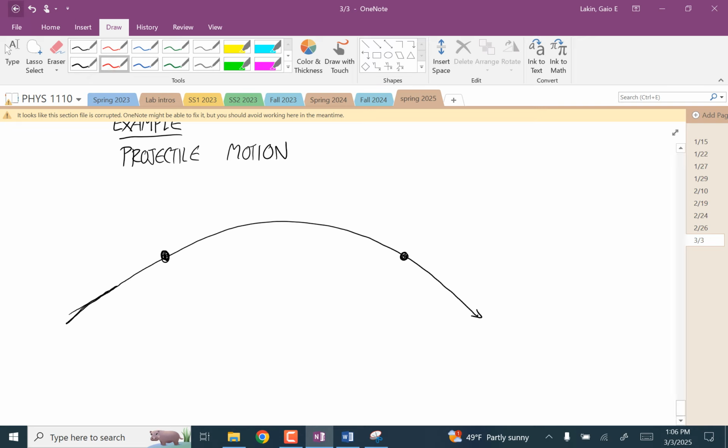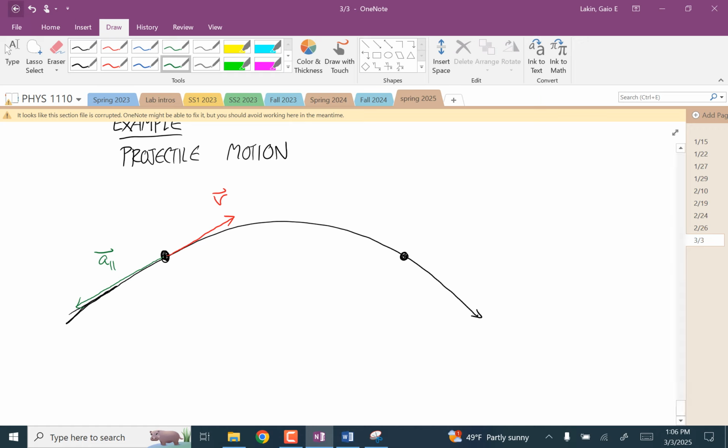On the way up, at this point here, a tangent vector in the direction of motion is like this. Now, when a projectile is on the way up, is it speeding up or slowing down? Slowing down, that's right. And so that means that A parallel is opposite the velocity. So A parallel is something like that.